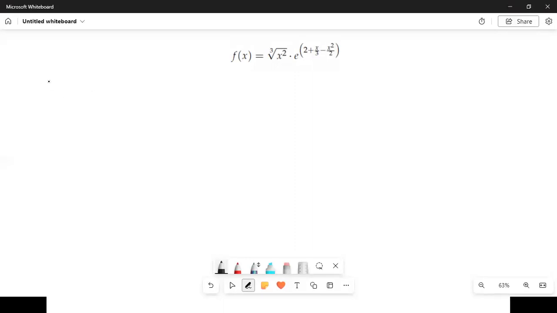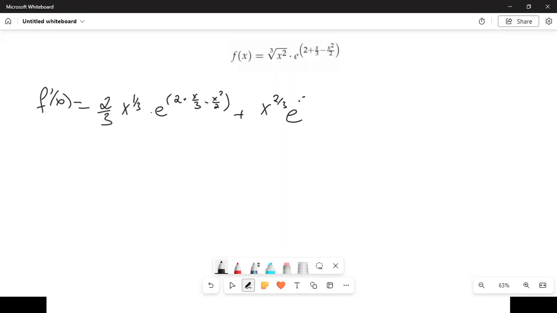Okay, thank you. What is f prime? We have a product, so let's apply the product rule. The derivative of x to the power 2/3 gives 2/3 times x to the power of 1/3, times e to the power of (2 plus x)/3 minus x squared over 2, plus x to the power 2/3, exponential of (2 plus x)/3 minus x squared over 2, times the derivative of our power of the exponential, which is 1/3 minus x. Isn't it minus 1/3 at the beginning?